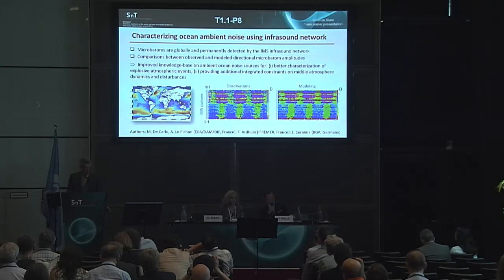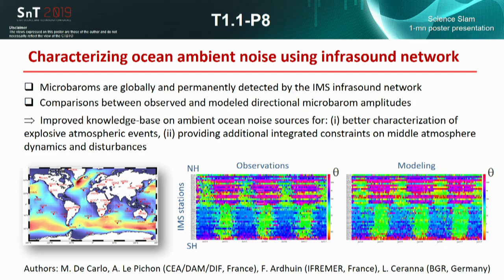Okay, so in this poster, we present a study of dominant sources of infrasound ambient noise as recorded globally by the infrasound IMS network. We present a methodology to predict directional microbarometer amplitudes at all IMS stations, and there are two main objectives in this work. First, through building a global database of ocean noise sources, to develop methods to better characterize signals of interest, which might be buried in the ambient noise, but also to provide additional integrated constraints on middle atmospheric dynamics and disturbances in a range of altitudes where routine observations are lacking. So you are welcome to see the poster for more discussions. Thanks.